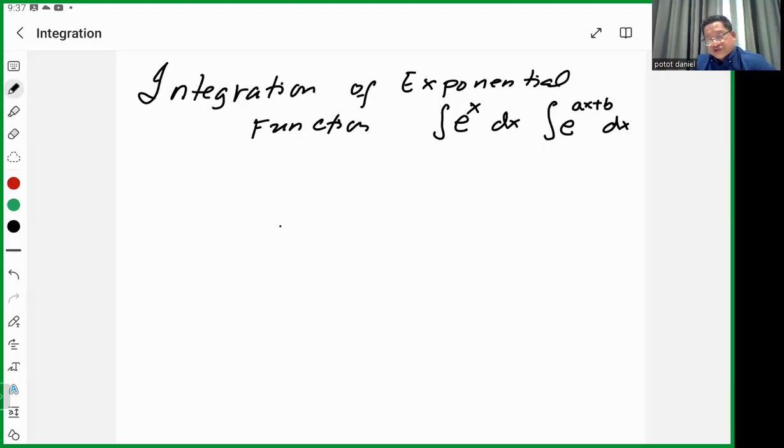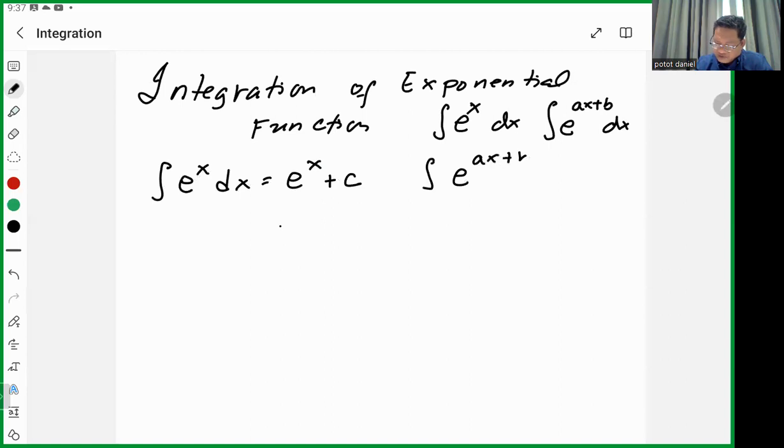Integration of exponential functions. So we have two formulas in this topic. The integral of e to the x dx is equal to e to the x plus constant c, while the integral of e to the ax plus b with respect to x is equal to 1 over a e to the ax plus b. Let us try to apply these formulas.